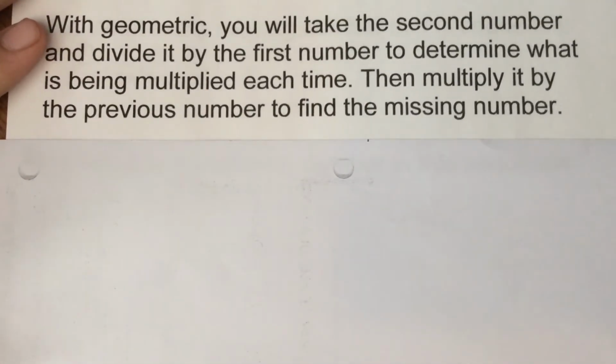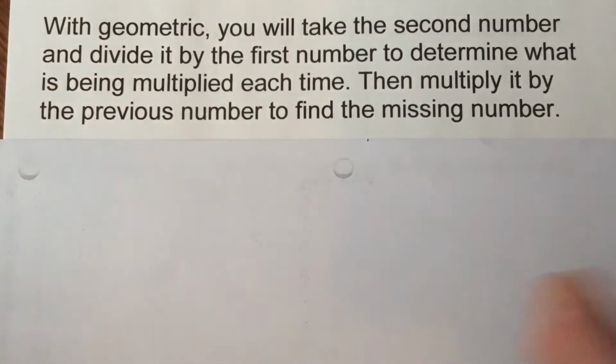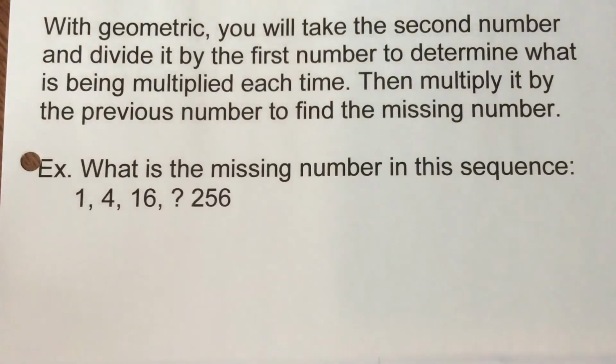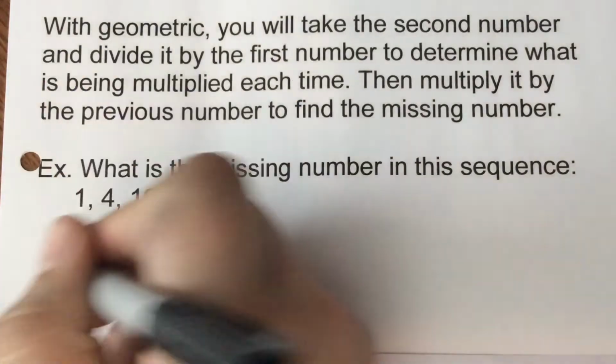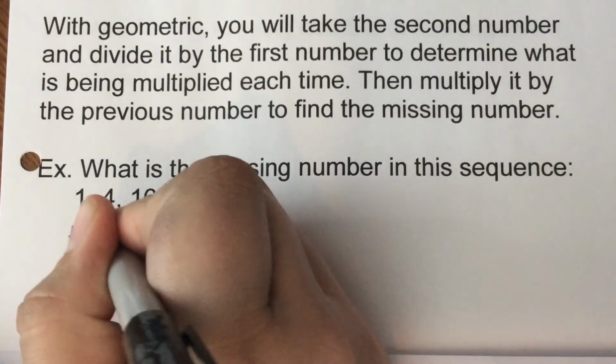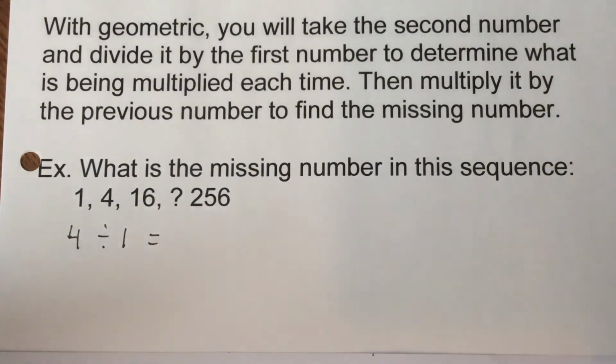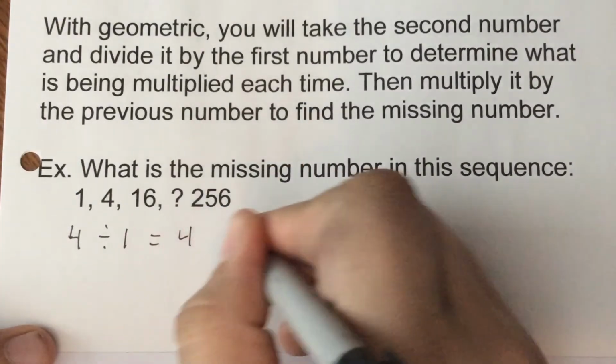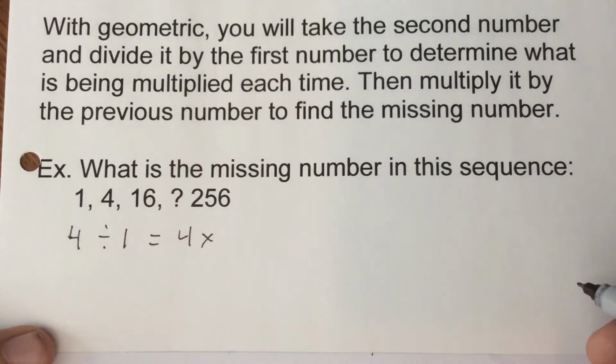Similar to what we did with arithmetic, you're going to take that second number, but this time you're going to divide it by that first number instead of subtracting. That's going to tell you what's being multiplied each time. So, if we're looking here, if we take 4 and we divide by 1, well, that one's simpler. We're going to get 4. So that's what we're going to multiply it by each time.